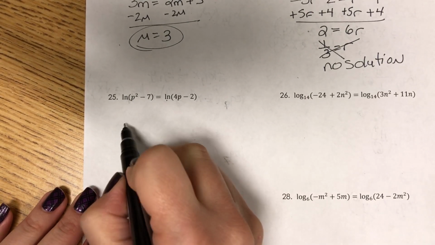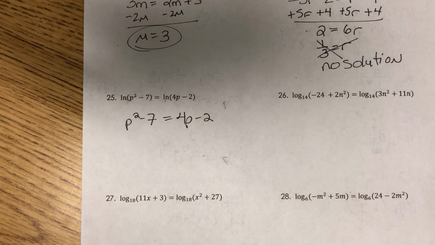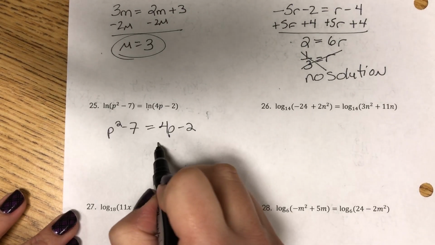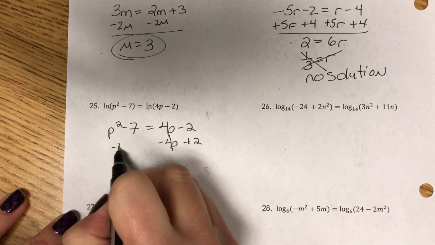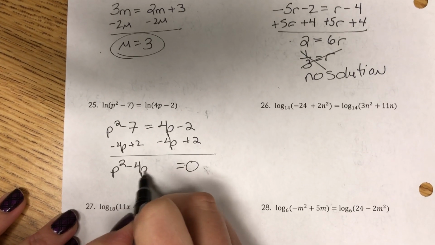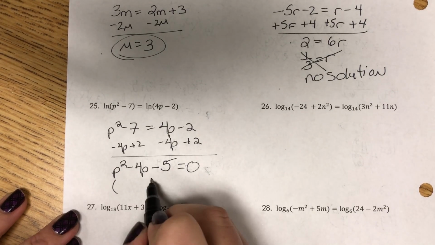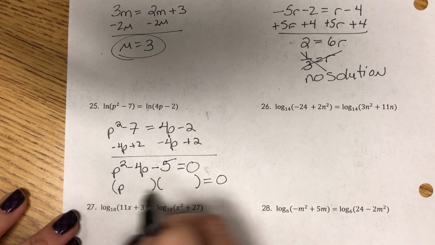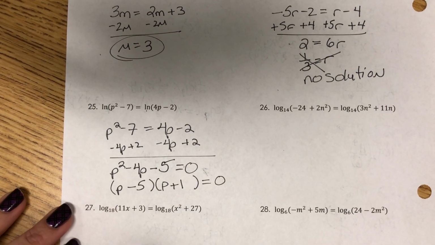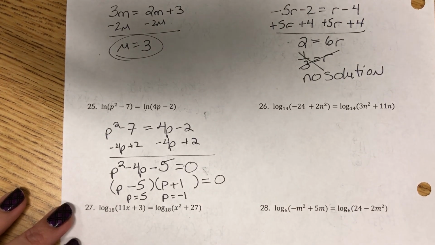We've got logs with the same base, so I can drop my logs. But now we've got a p squared, which is a quadratic, which means I'm going to have to factor. So I'm going to move everything to the left so that I get my equation equal to 0. Now what multiplies to -5 that adds to -4? Then I'm going to set each factor equal to 0, so I get p is 5 and p is -1.